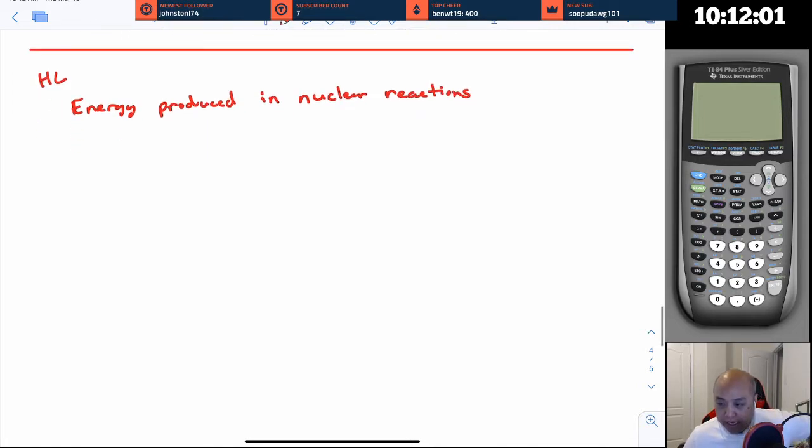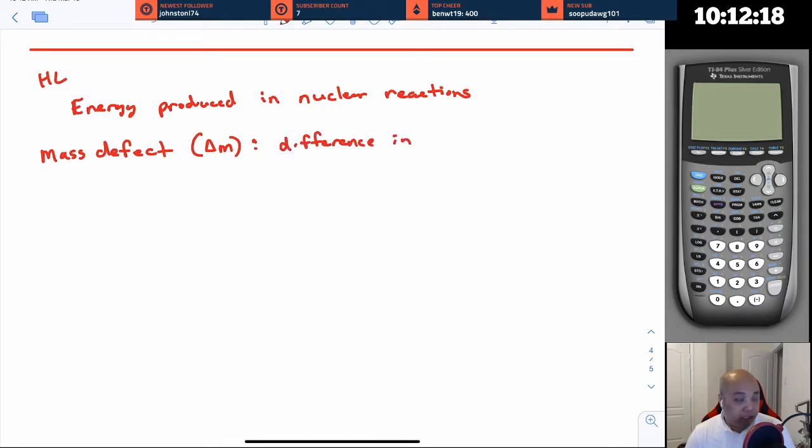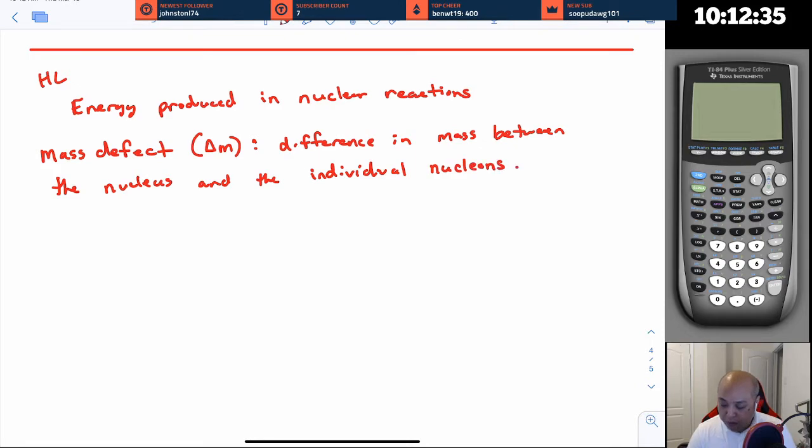Okay. And that difference is known as what's called the mass defect, or delta M for abbreviation. It is the difference in mass between the nucleus and the individual nucleons. Nucleons being protons and neutrons.